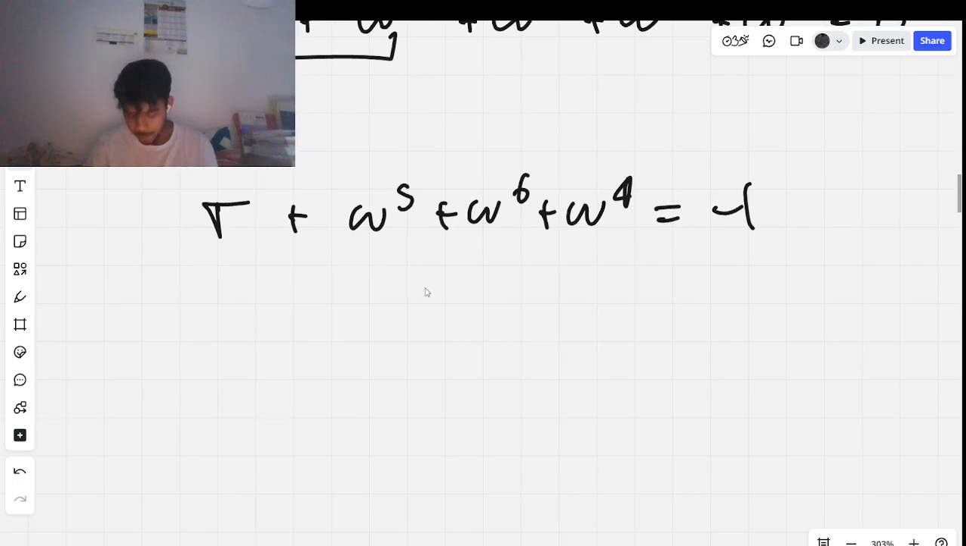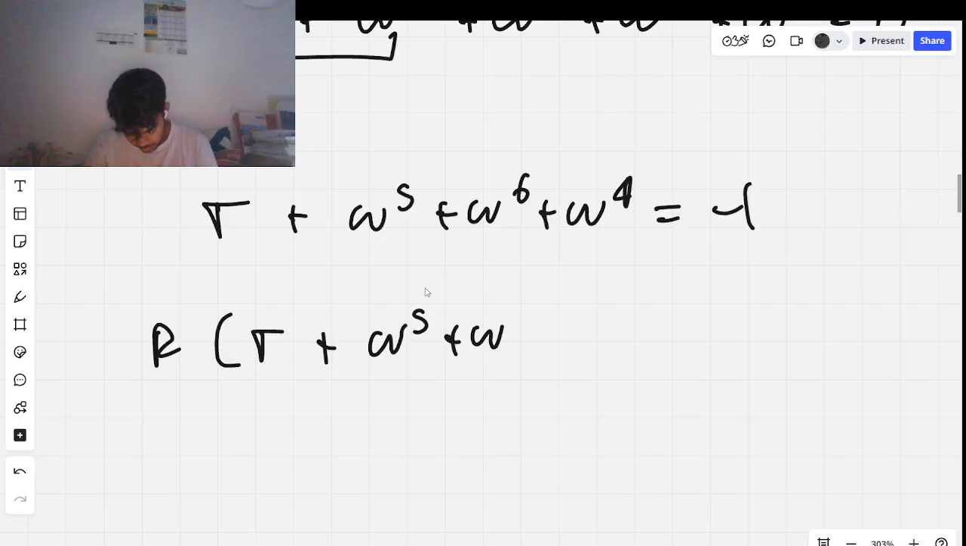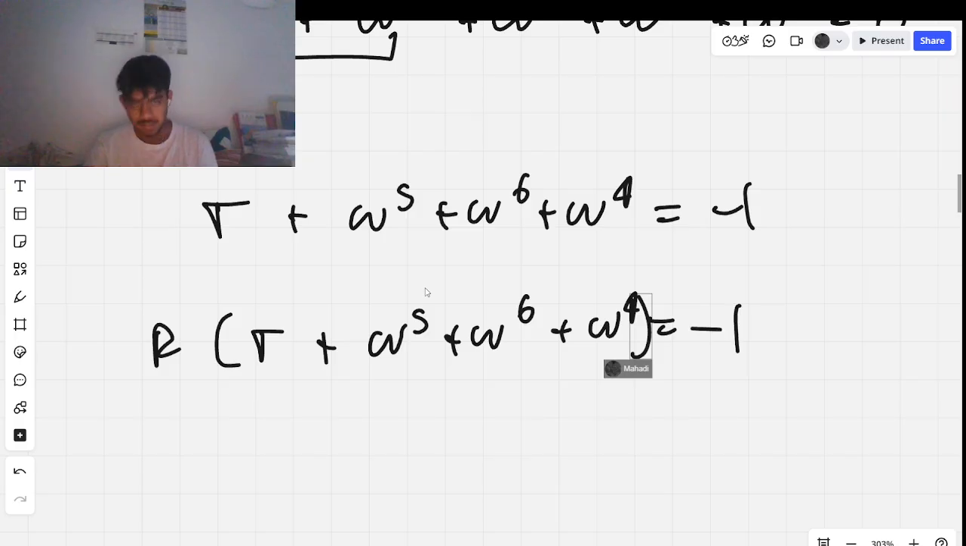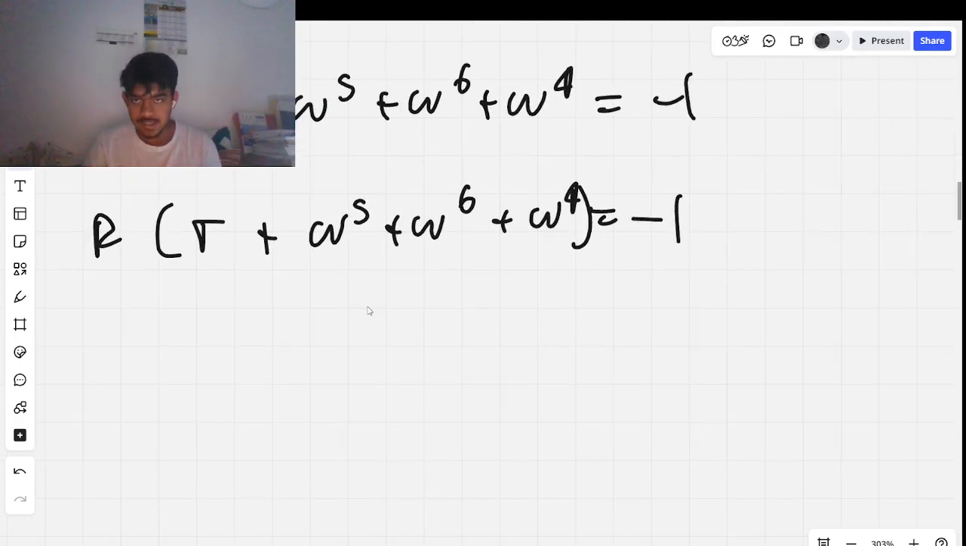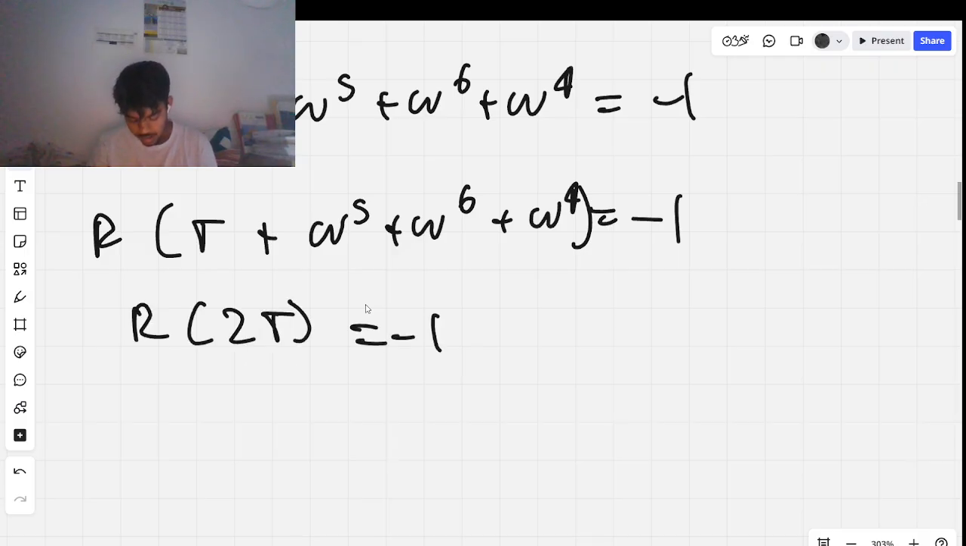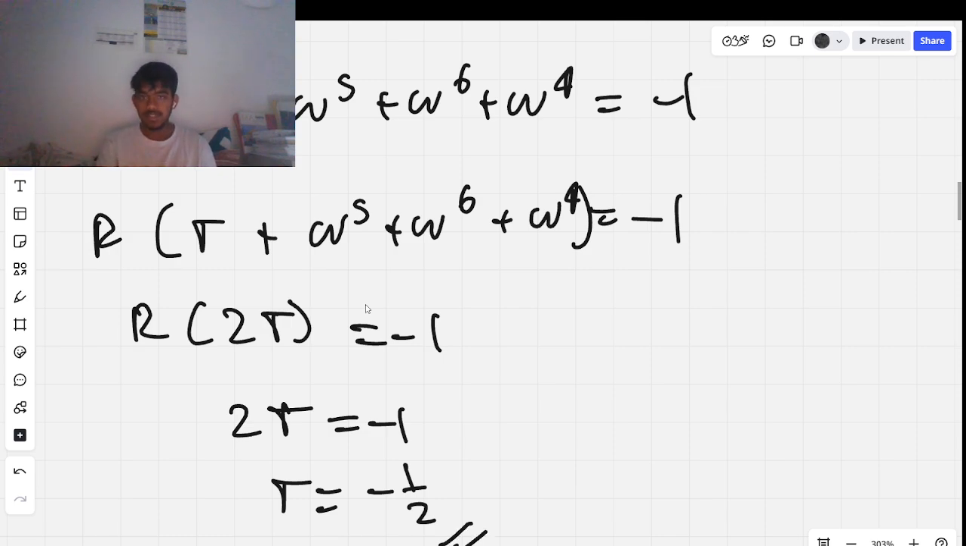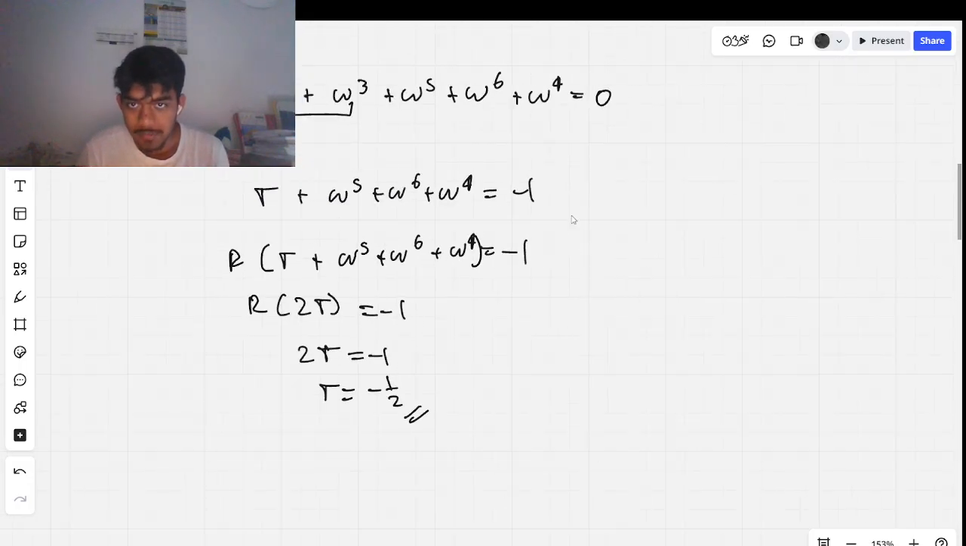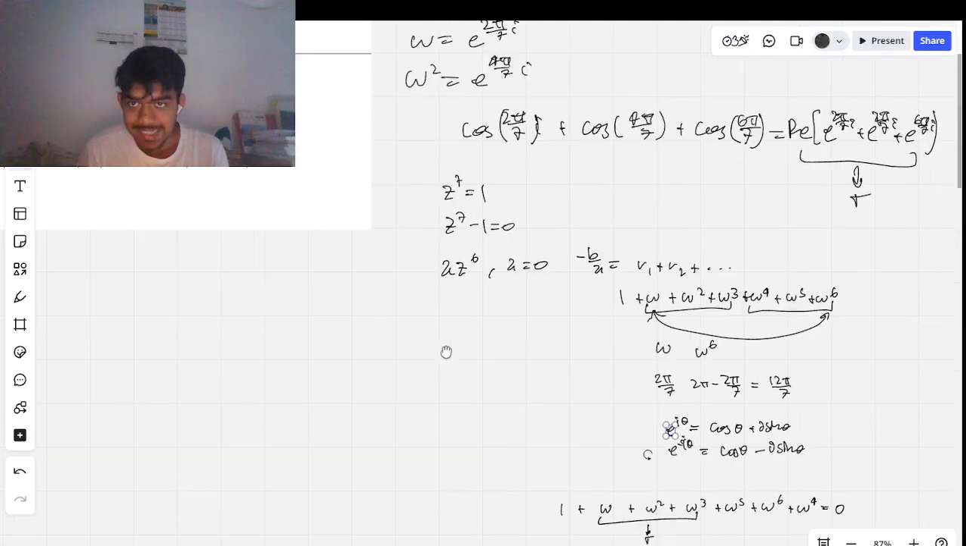Now, I know that the real part of this is minus 1. Now, I know that the conjugate, in this case, the real part doesn't get affected. So actually, this is just t. So 2t is equal to minus 1, because minus 1 is a real number. Therefore, t, our original sum, is minus a half. Hence, we've shown this.